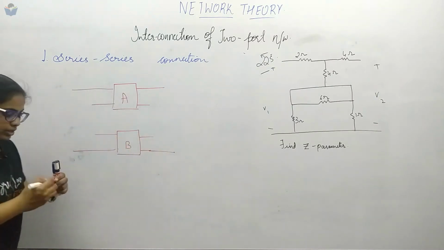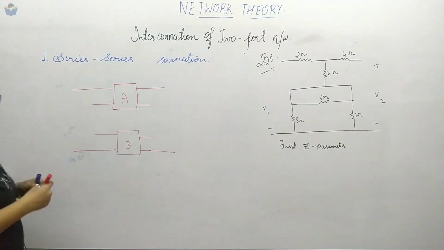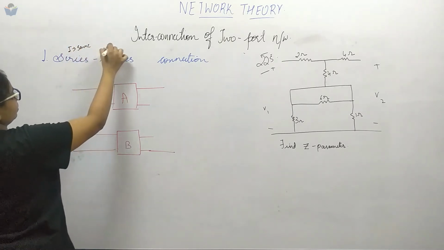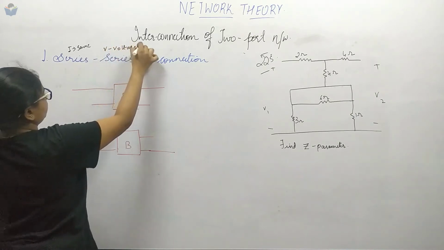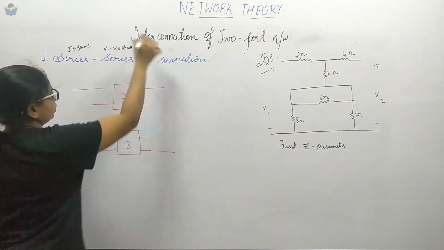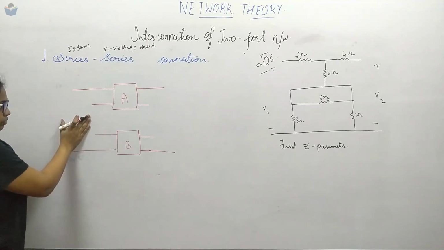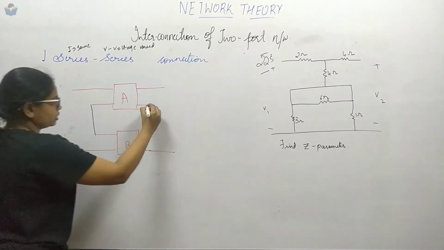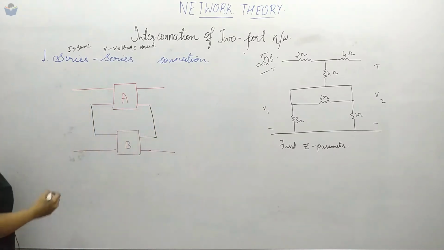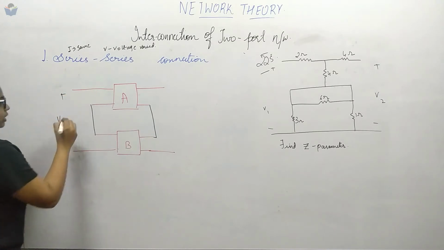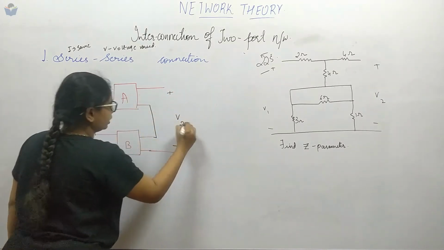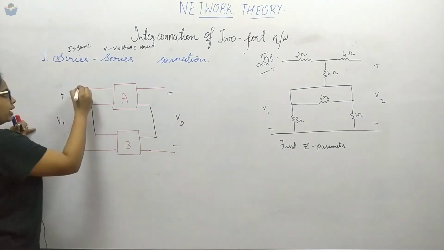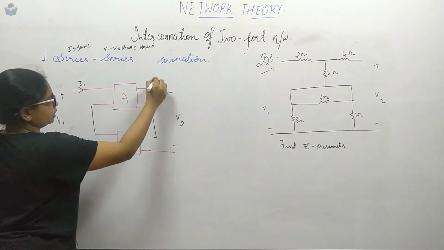In series connection we know that current will be the same. What varies in series is the voltage. To make the same current flow in both network A and B, what we have to do is join these two ports. This will be V1 as usual, and here it is the V2 voltage, with current I1 and over here current I2.